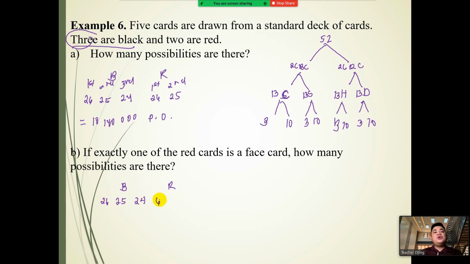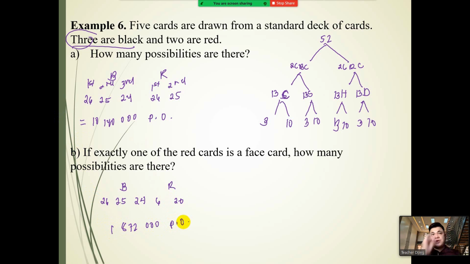And then since you are only allowed to pick one face card or one red face card, for the second pick of red card, you only have 20 number cards. So that's now the restriction for the red cards. And then multiply them as well. You will be getting 1,872,000 possible outcomes. Okay? That's for the cards or playing cards.